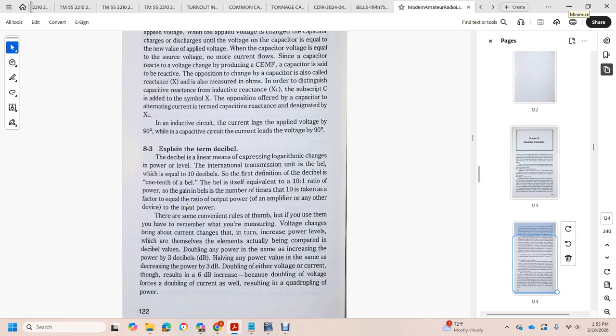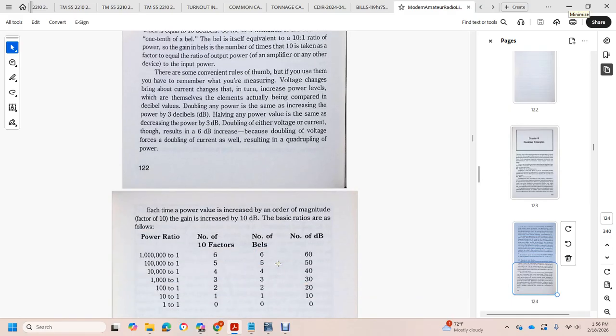There's a convenient rule of thumb, but you have to remember what you're measuring. Voltage changes bring current changes, which in turn increase the power levels of the elements, which may be compared with decimal values. Doubling the power increases it by 3 decibels, and halving the power decreases it by 3 decibels. Doubling each voltage and current results in a 6 decibel increase, because the voltage doubles and the current doubles as well, resulting in quadruple the power.